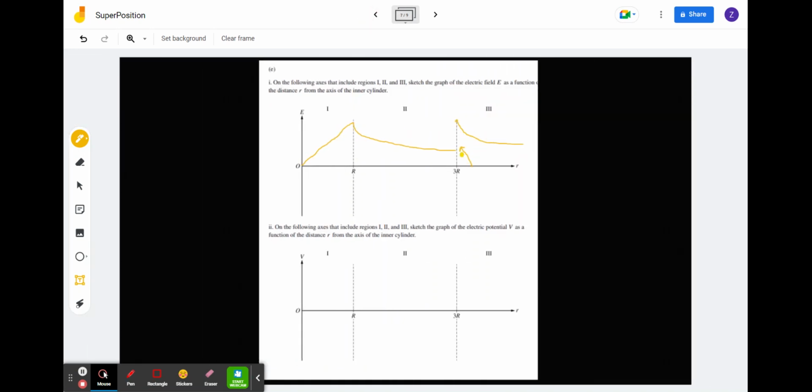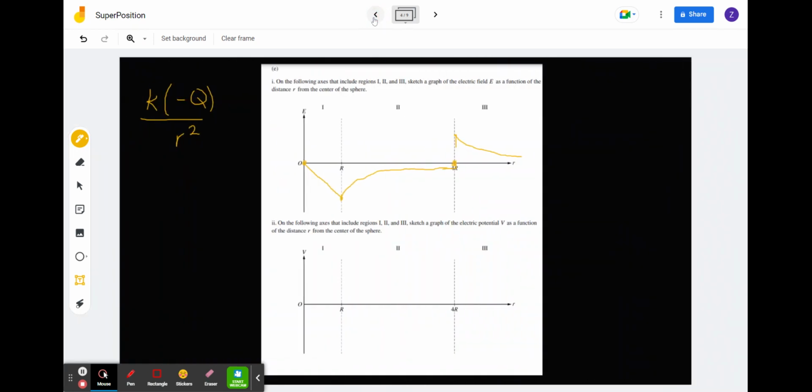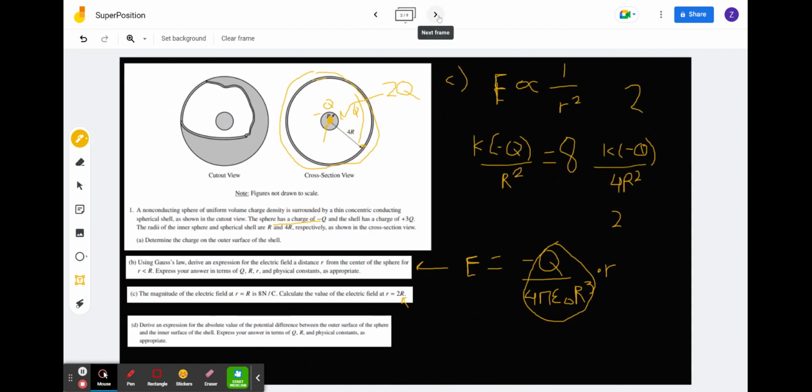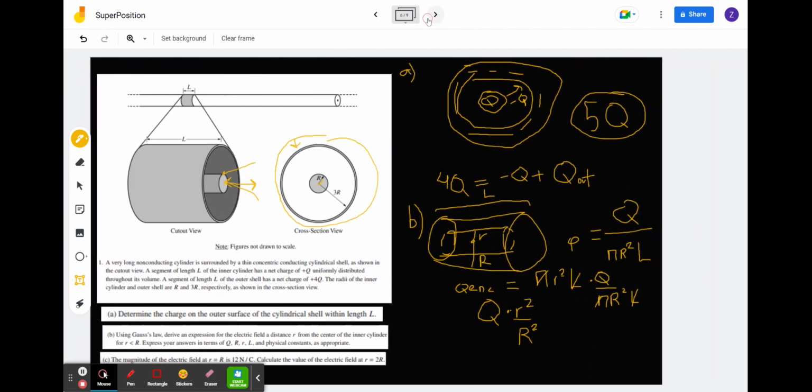But here there's a discontinuity because we jumped up from Q to 5Q. And here we didn't. We just kept that same charge. And then same as here, there's no discontinuity. It's continuous at this point because the charge is the same, negative Q. But here we jump up to a value of 2Q enclosed charge. So our field should also jump up in strength. And that's why there's a discontinuity.